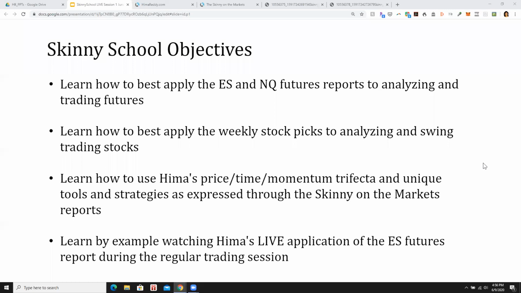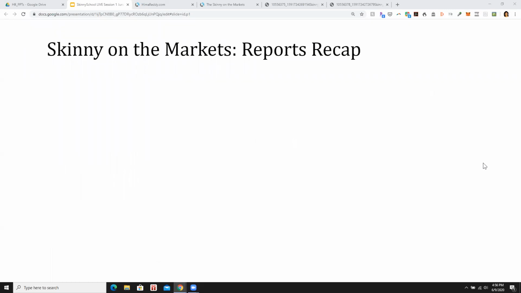All right, awesome. All right, so Skinny in the Markets reports recap. Here's what you are getting as a Skinny in the Markets member, whether it's for a 30-day pass or longer. So the first is the Skinny and the Mini, my original report and still going strong. How original? I looked in my files, I could find them going back to the early 2000s. That's how long I have been writing this.